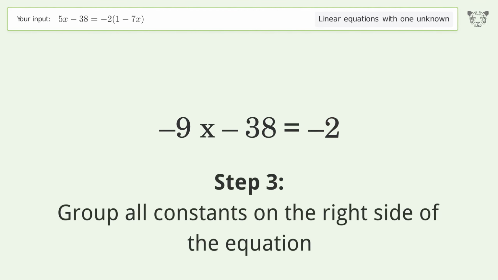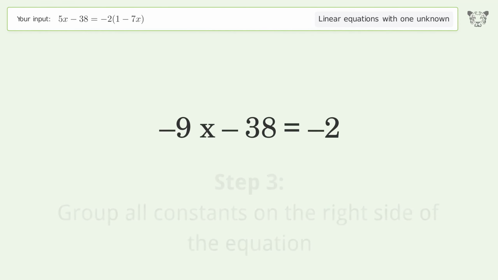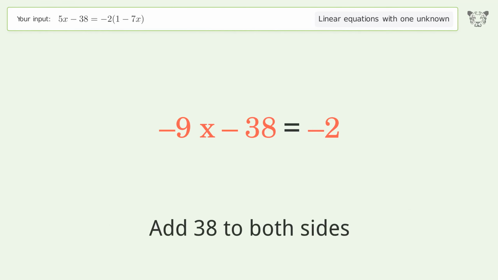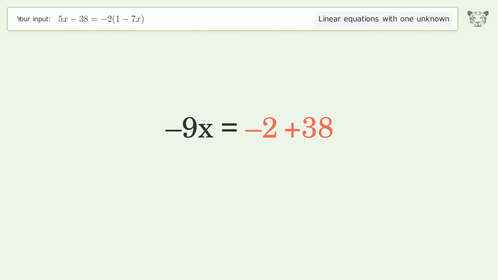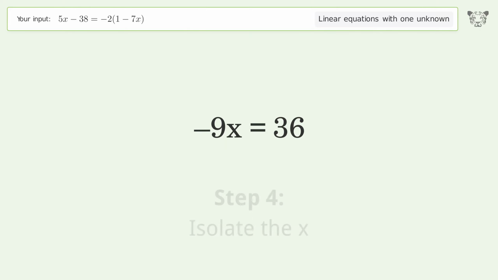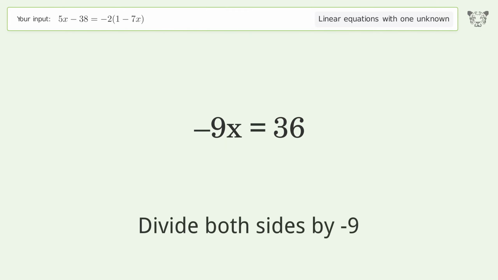Group all constants on the right side of the equation. Add 38 to both sides. Simplify the arithmetic. Isolate the x. Divide both sides by -9.